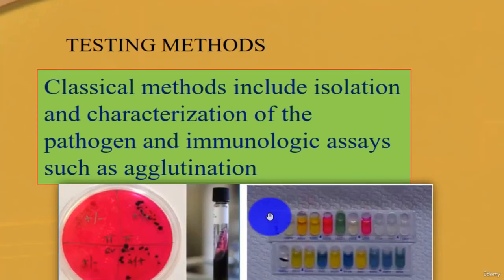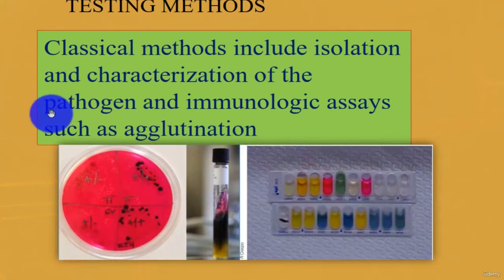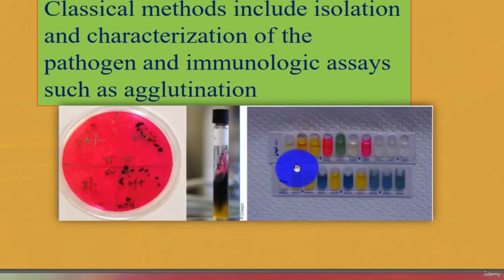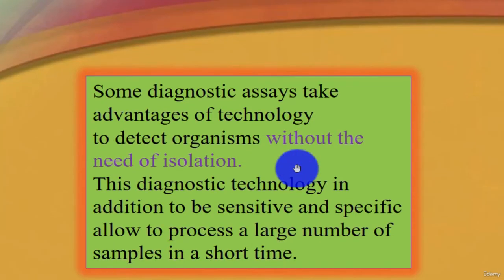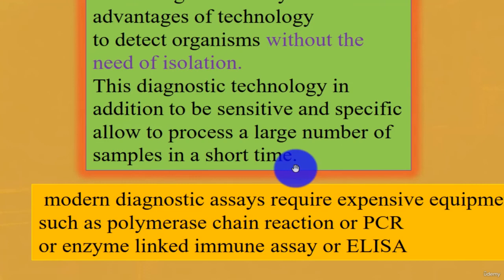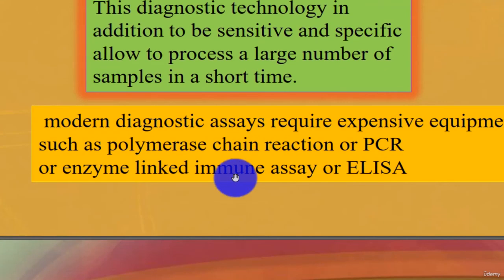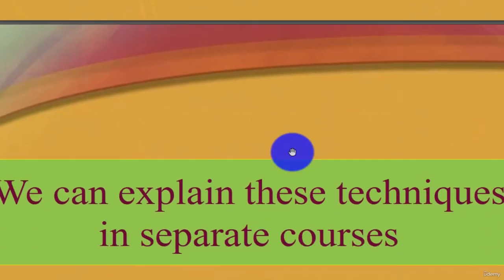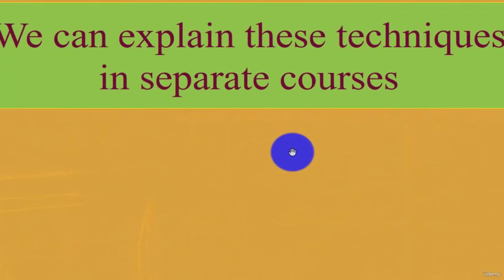Testing methods. Classical methods include isolation and characterization of the pathogen and immunological assays such as agglutination. Some diagnostic assays take advantage of technology to detect organisms without the need for isolation. These diagnostic techniques, in addition to being sensitive and specific, allow processing a large number of samples in a short time. Modern diagnostic assays require expensive equipment, such as polymerase chain reaction, PCR, and enzyme-linked immunosorbent assay, or ELISA. We can explain these techniques in separate courses.